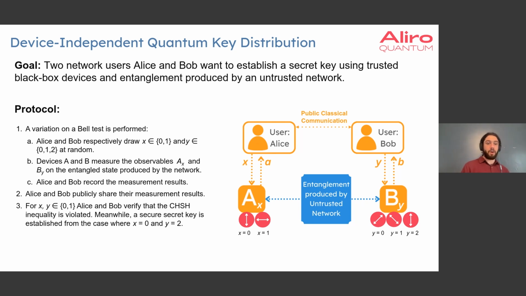Meanwhile, a secret key is established in all of the cases where Alice measured 0 and Bob measured 2. Remember, in this case, they measure in the exact same basis, so if they share entanglement, then those values will be the same. Note that if they do not have entanglement, then the maximum value of the CH-SH inequality cannot be attained, indicating that their secret key might not be secure or shared between the two parties. So baked into this protocol is both a certification and key distribution aspect to ensure that keys are only distributed using secure entanglement resources or ideal entanglement.